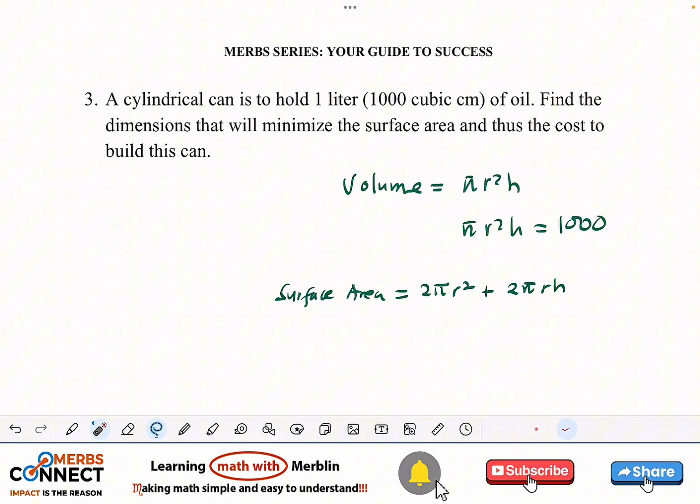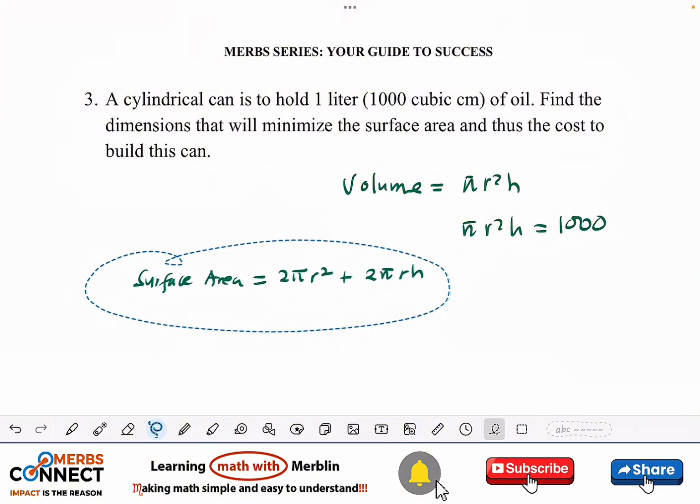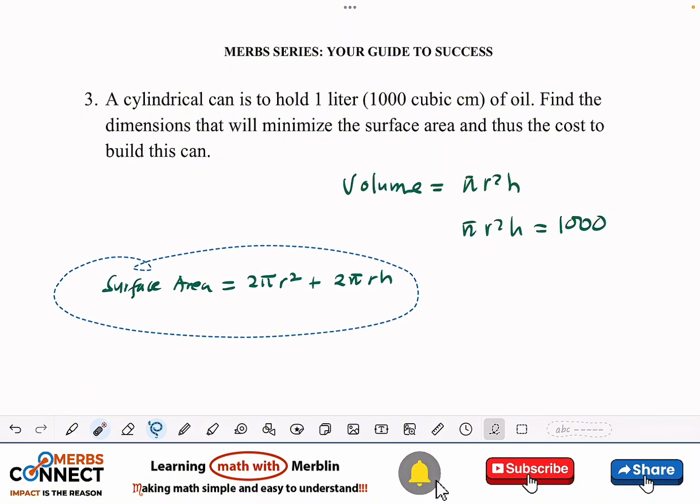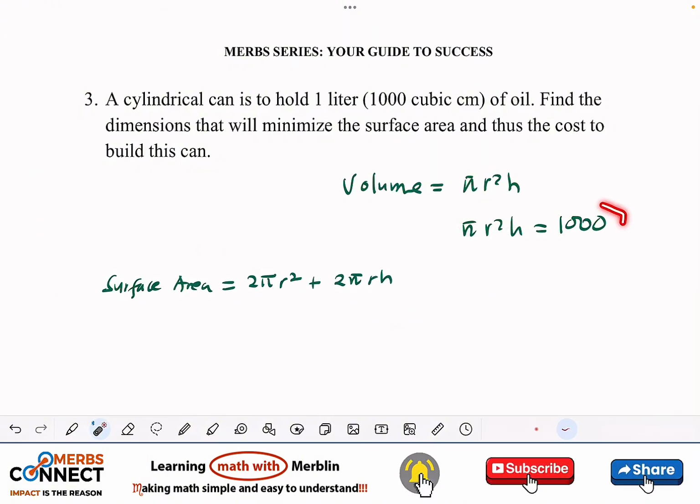So now let's try and solve it, and then we just plug them inside. What we are going to do here is make one of the variables the subject. This one is good for us to make h the subject. So let's make h the subject here. So h is equal to 1000 divided by pi r squared.